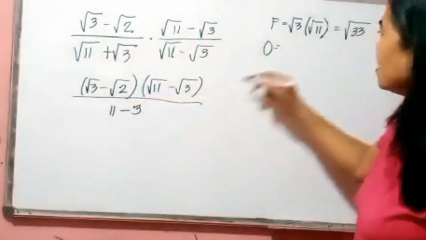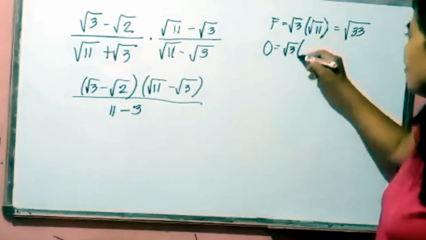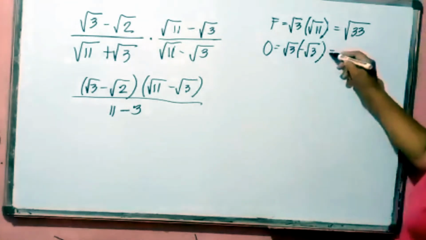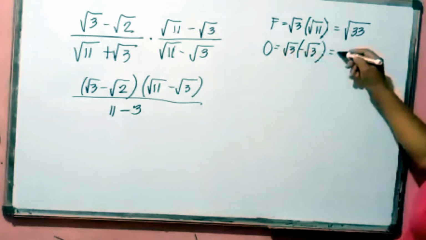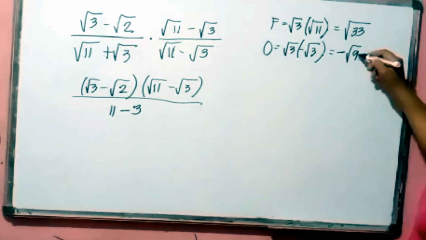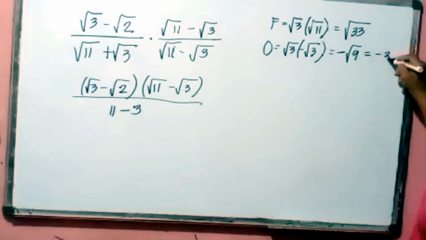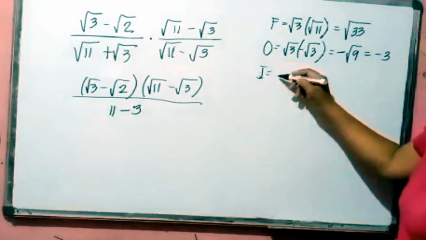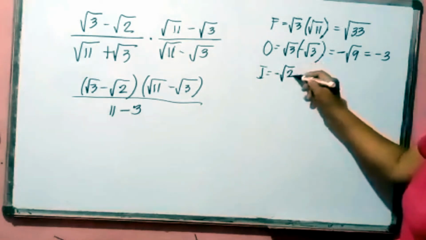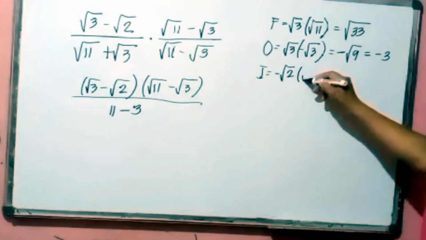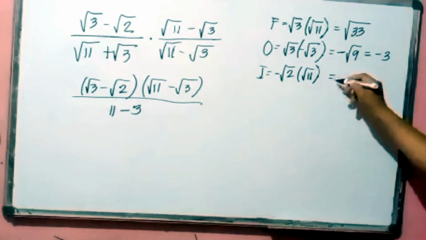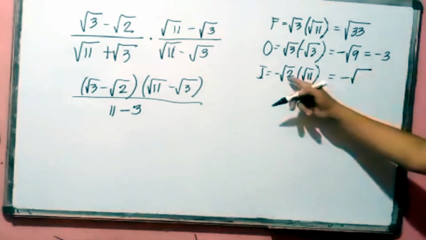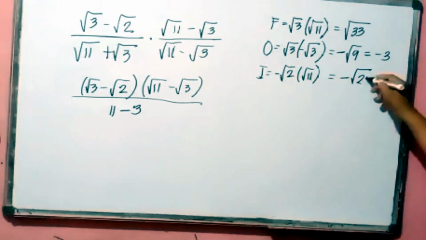So, outer terms naman, so meron tayong the square root of 3 times negative the square root of 3 pa rin. So, this is positive times negative, so negative the square root of 9. The square root of 9 is 3, so that's negative 3. Inner terms naman tayo, so meron tayong negative square root of 2 times square root of 11. Ngayon, negative siya, so negative square root of 2 times 11 is 22.